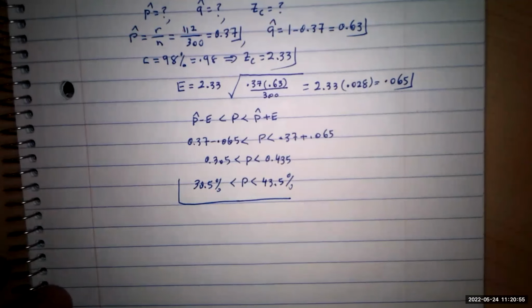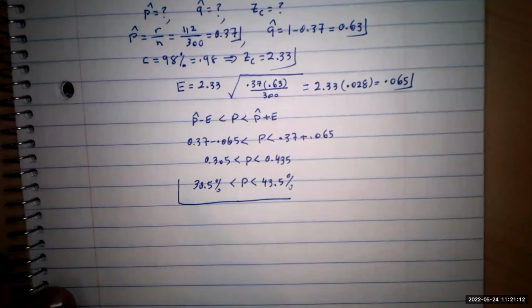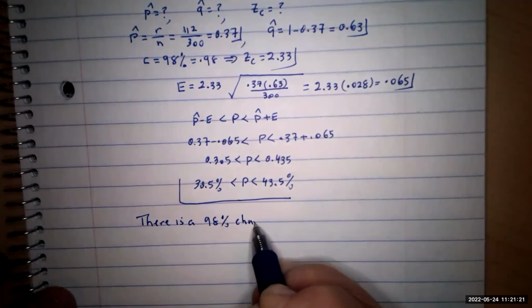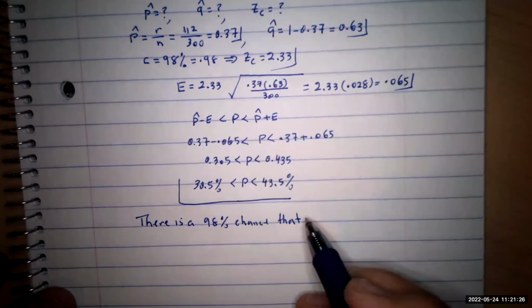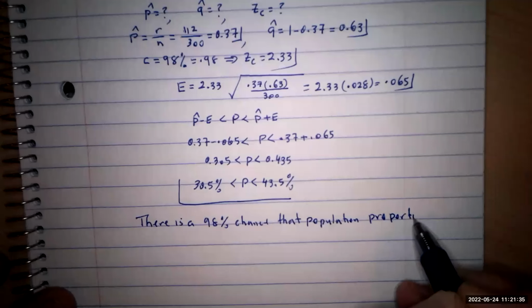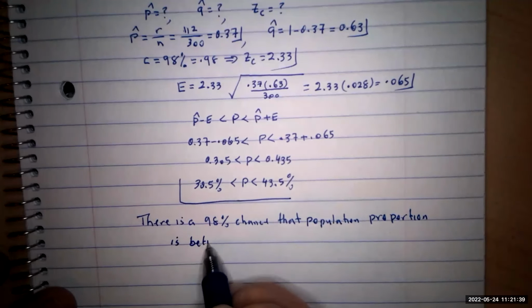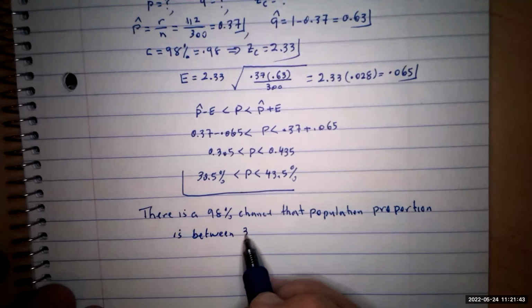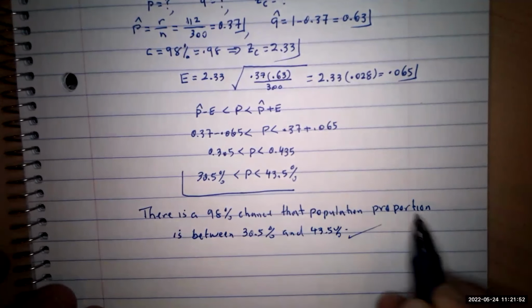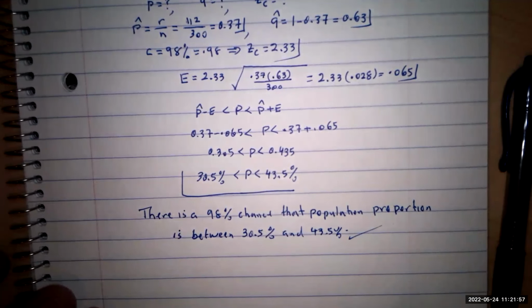So there is a chance that between 30.5% and 43.5% of the population favor a Republican candidate. Make a comment that, for example, there is a 98% chance that the population proportion in favor of the Republican is going to be between 30.5% and 43.5%, and then you're done. Okay, so it's a straightforward problem, and don't miss it.